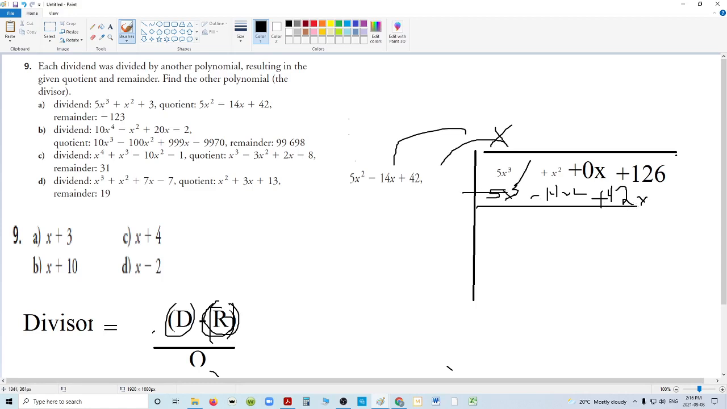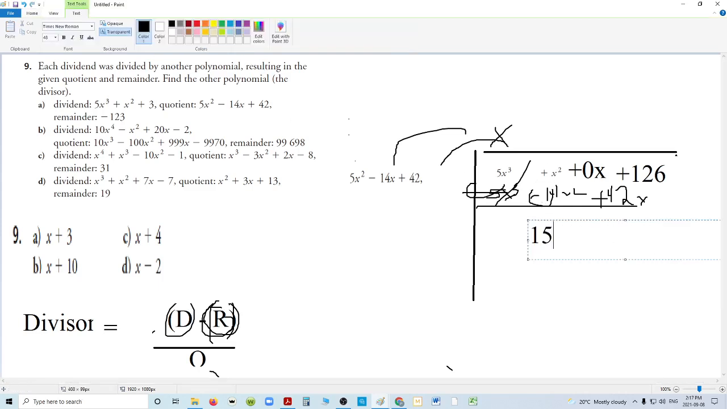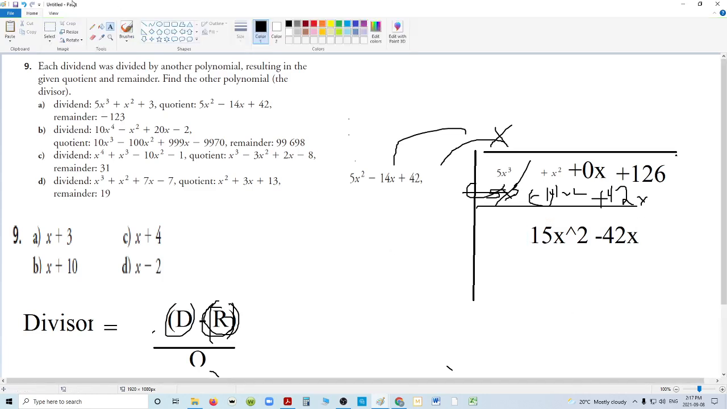When I subtract this, these cancel out. Minus 14x squared becomes plus 14x squared plus x squared. So I get 15x squared. And plus 0x minus 42x. You might say, well, it says plus 42x, but remember, you're always subtracting the next line. So I'm left with 15x squared minus 42x. So now we bring down our number.